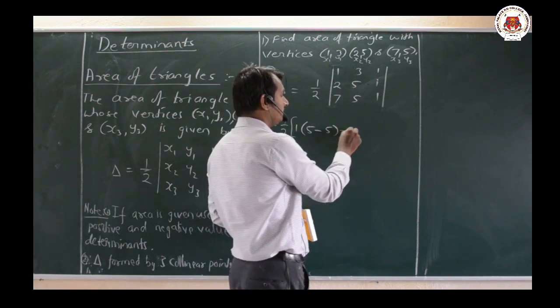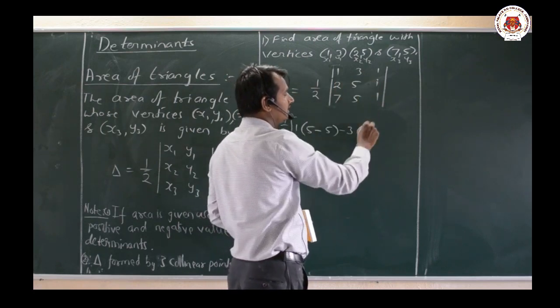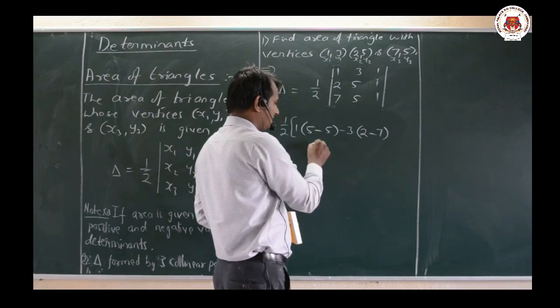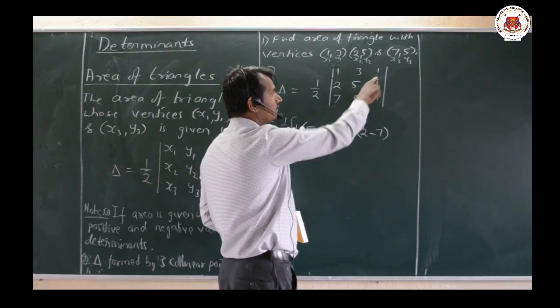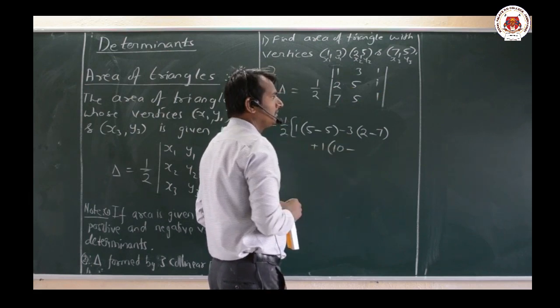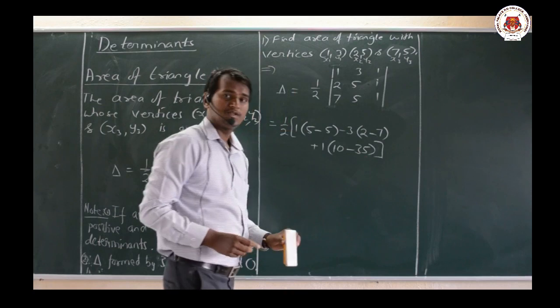Now, expanding along R1, minus 3 into what do we get here? 2 minus 7 ones are 7. Okay, now the third value, plus 1 into what do we have? 2 5s are 10 minus 7 5s are 35. So what values do we get now?